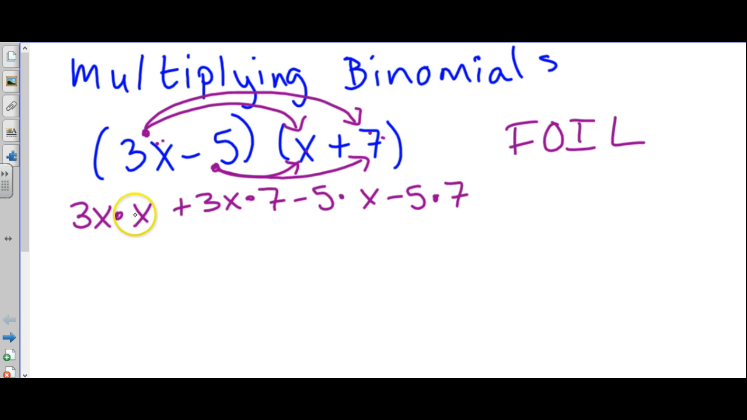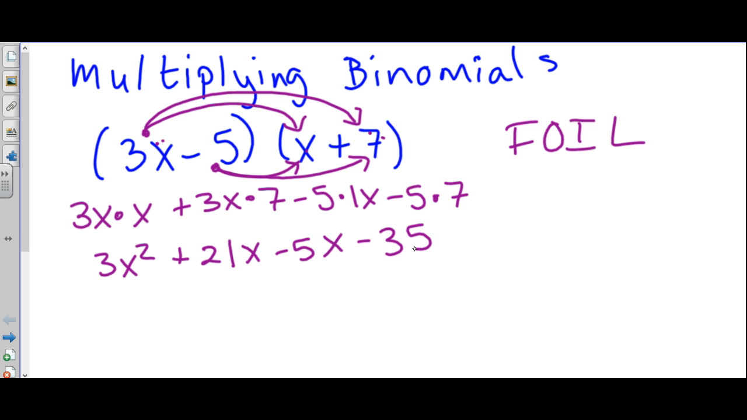So 3x times x, if there's two x's, we write that as x squared. 3x times 7. 3 times 7 is 21, and we keep the x with it. Negative 5 times x, well that's really negative 5 times 1, because there's a 1 in front of the x, so negative 5, and we leave the x. Negative 5 times 7 is negative 35.